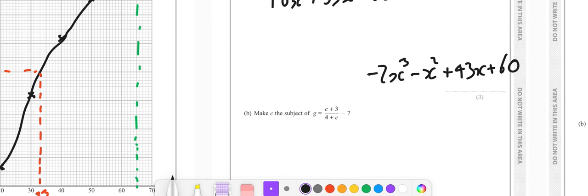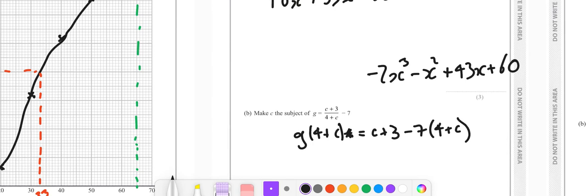Make C the subject. So get rid of the fraction first of all. So I'm going to multiply everything by 4 plus C. So G times 4 plus C equals C plus 3 minus 7 times 4 plus C. So that's 4G plus CG equals C plus 3 minus 28 minus 7C.